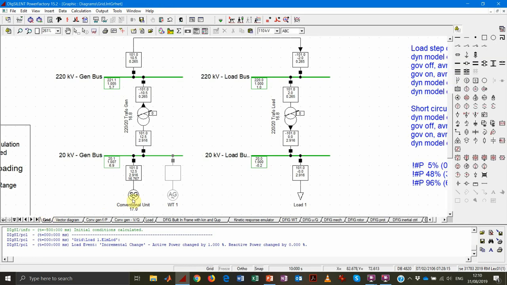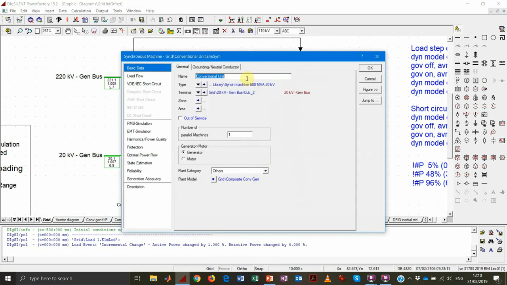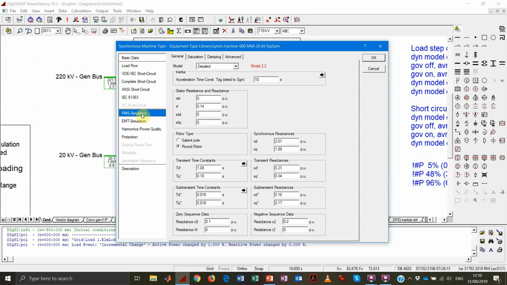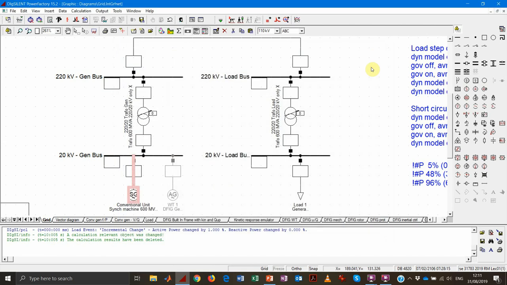So where do we find the inertia? The inertia is a property of the type of generator. So we need to open the generator element page and then go into the type of the machine, specifically under the RMS tab, where we see the acceleration time constant, which is the normalized value of the rotational inertia. Right now it's 10 seconds, as we used in the calculation. So let's take this value down to 1 second, so 1/10 of the initial inertia.